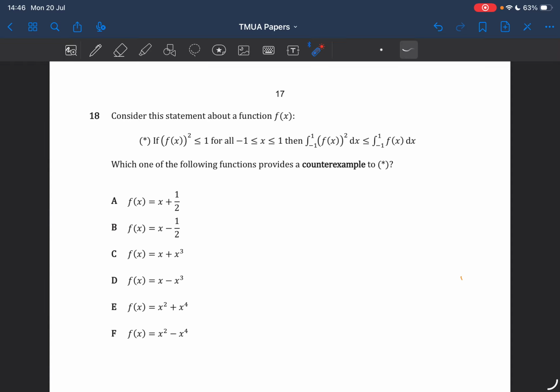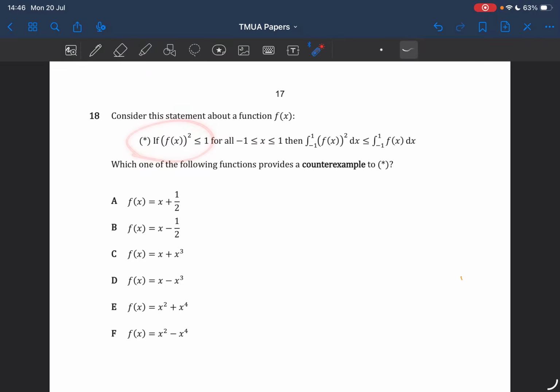So consider the statement about a function f of x. If the square of f is always less than or equal to 1, for all x between minus 1 and 1, then the integral of that square between minus 1 and 1 is less than the integral just from minus 1 to 1, not of the square of it. So does squaring it basically make the integral smaller, is what they're asking.